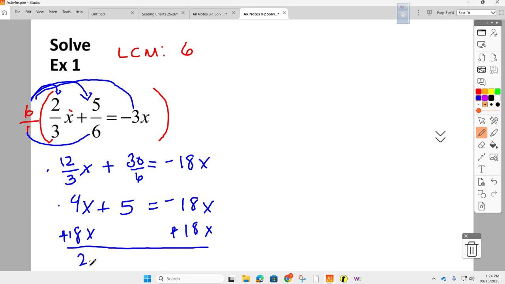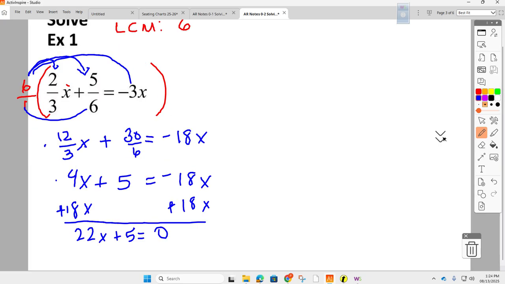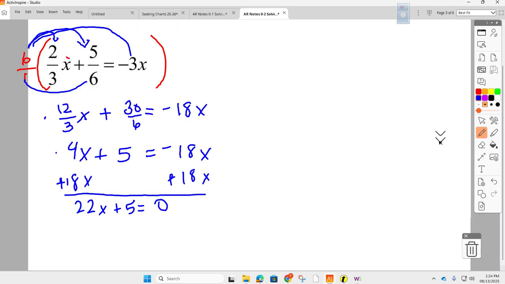Now I have 22x plus 5 equals 0. Because negative 18x plus 18x, those are opposites, remember? We have the same thing, but one is positive and one is negative. We say that those are opposites. And when you combine opposites, you always get 0.